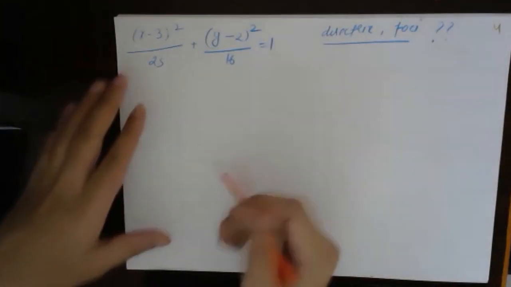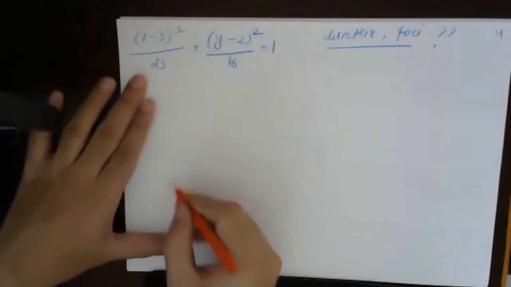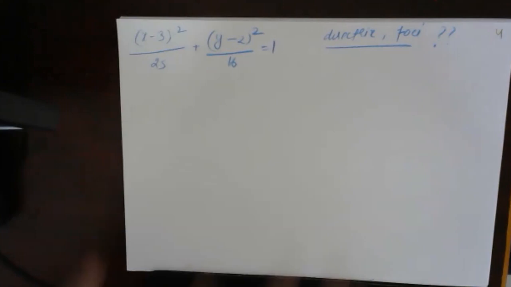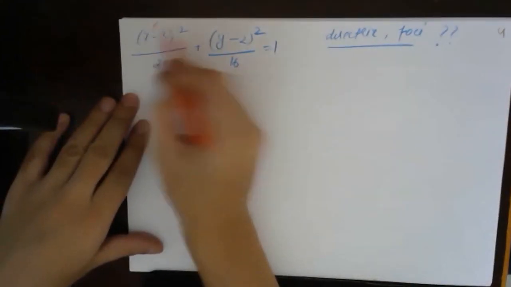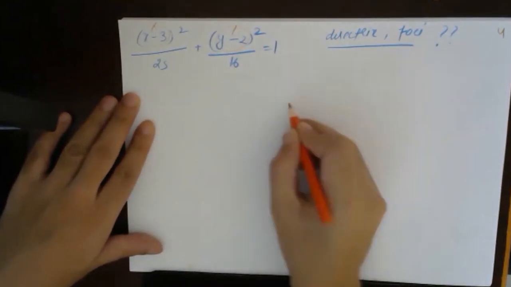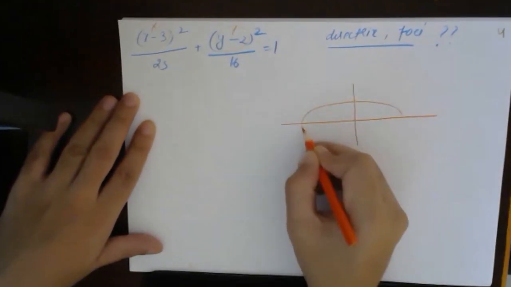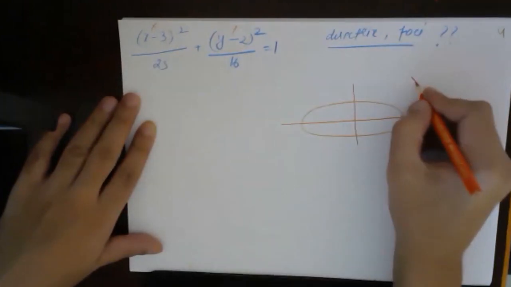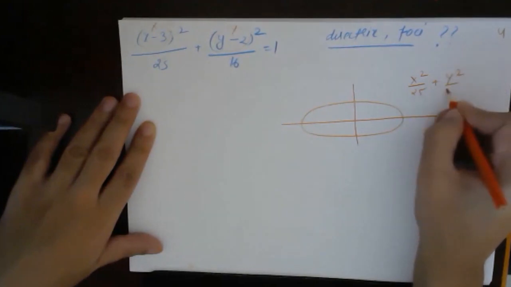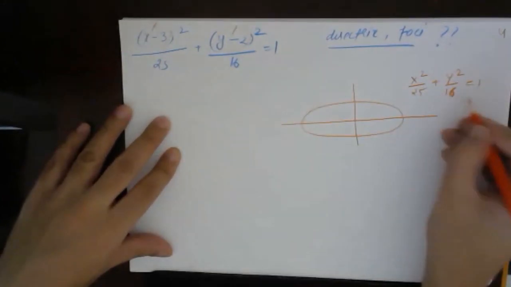Okay, let's see. So suppose we have been given a question like this, what we will do is find the equation of directrix, and find the focus assuming that this is capital X and capital Y. So we'll assume that this ellipse is somewhere here, and with the equation x square by 25 plus y square by 16 is equal to 1.